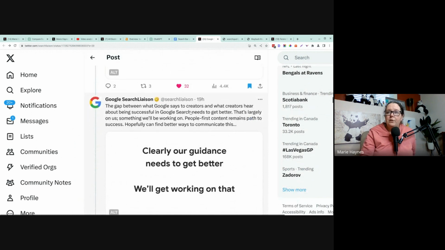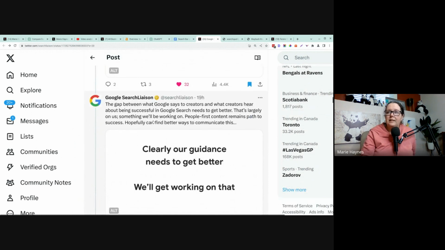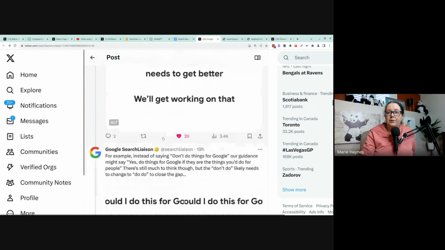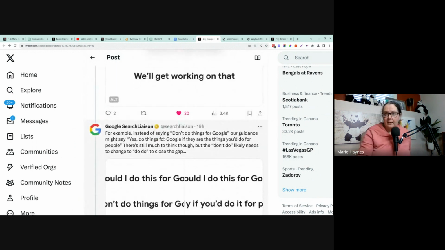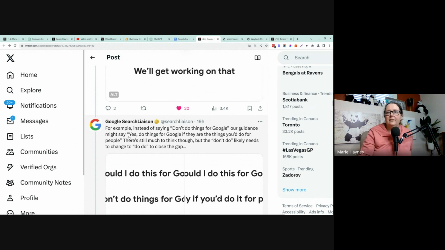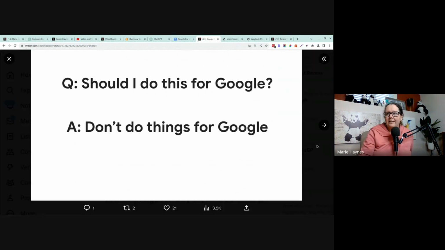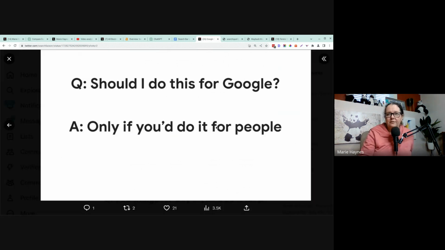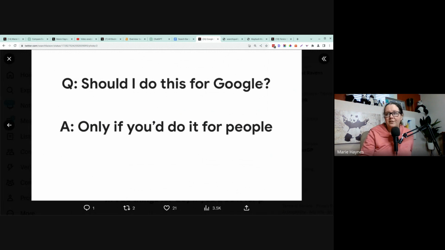The gap between what Google says to creators and what creators hear needs to get better. And so that's really exciting to me. Don't do things for Google. So this was interesting. Instead of saying don't do things for Google, they're going to say, should I do this for Google? Only if you do it for people.